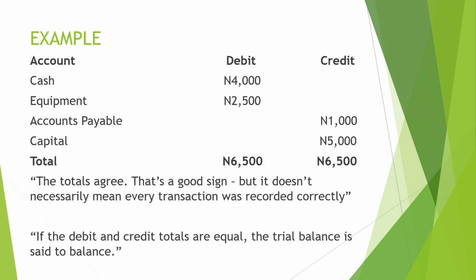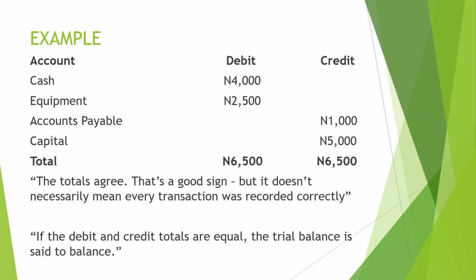Now this is an example of what a trial balance looks like. The accounts column, the debits column, and the credits column. Now the accounts column lists all the ledger accounts you have prepared, and then the debits column is to take all the balances on the debit side of your ledger account, and the credit side is to take all the credit balances of all the balances on the credit side of your ledger account.